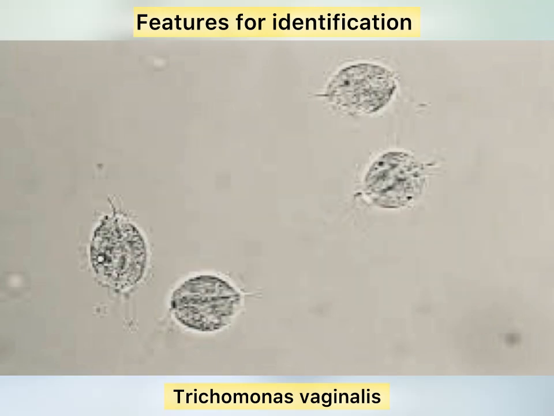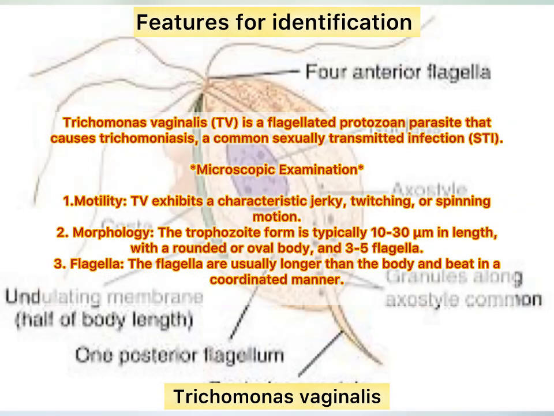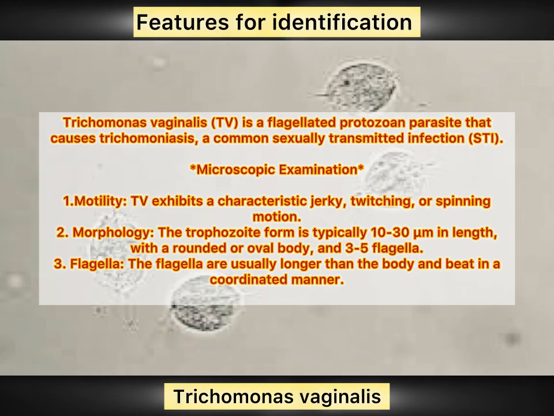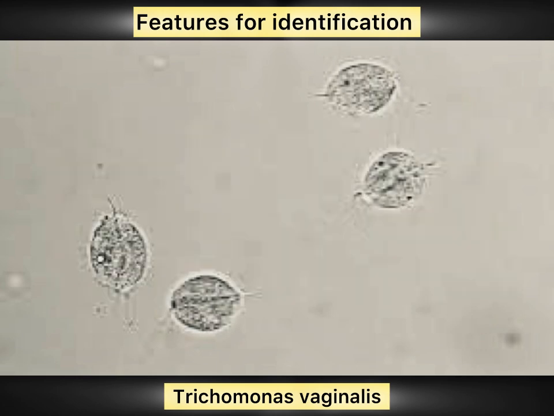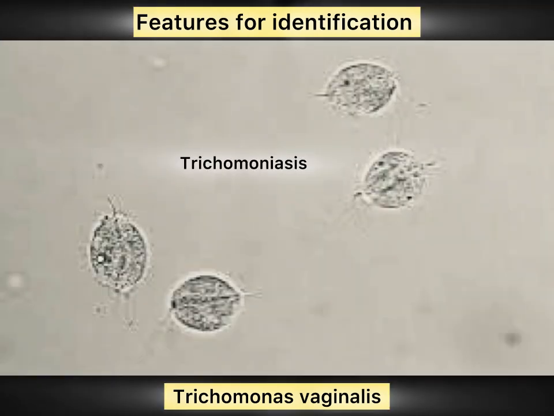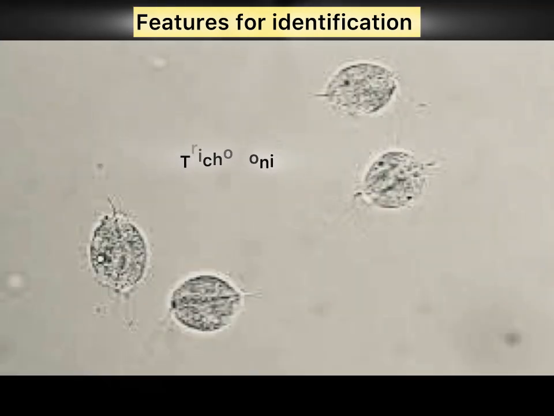When you look for the morphology, this trophozoite is typically 10 to 30 micrometers with a rounded or oval body and 3 to 5 flagella. The flagella are usually longer than the body and beat in a coordinated manner. Remember, this parasite causes trichomoniasis.